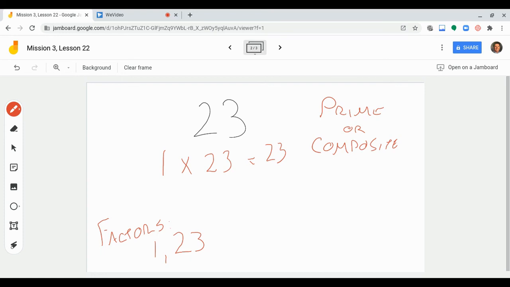Now, is that going to be prime or composite? Let's see. Remember, prime is if it's only 1 and the original number. Composite is if there's more than those two. So if we only have the one pair of 1 and the original number, it is a prime number. There can be only one pair of factors. It's prime. So in this case, 23 is prime.